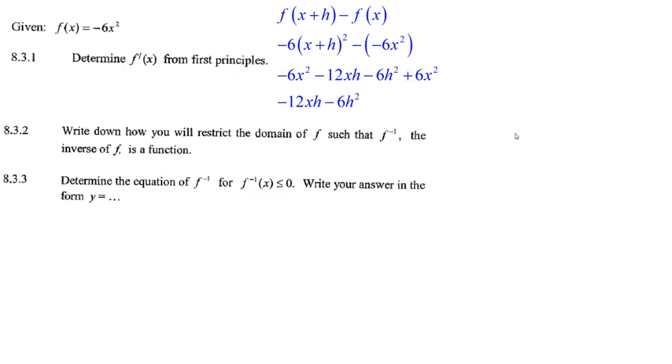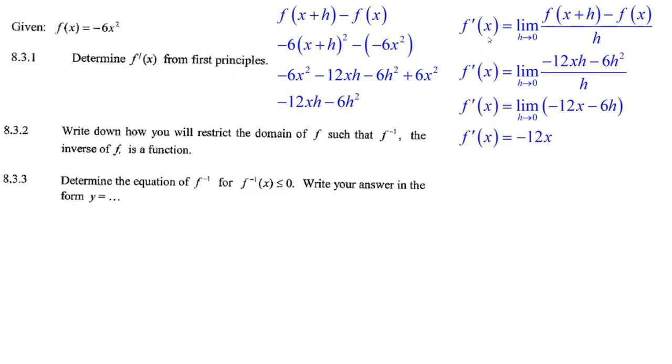Now, when you've got that, it makes the next part a little easier. F prime of x, the derivative, is the limit as h approaches 0. Here's the formula that's in your formula sheet. Now we've worked out the top part, f of x plus h minus f of x, and you just write in minus 12x h minus 6h squared.